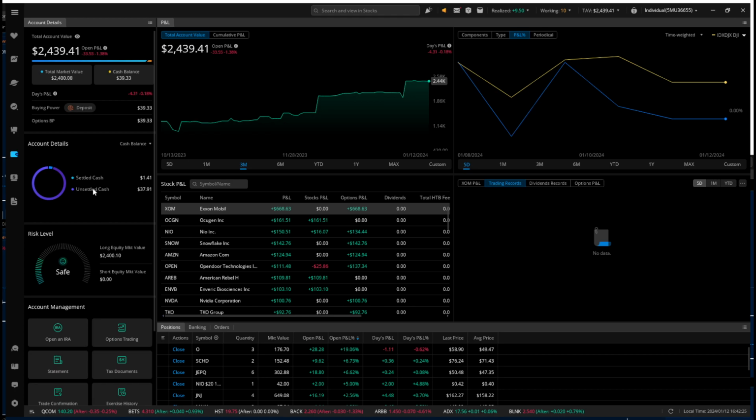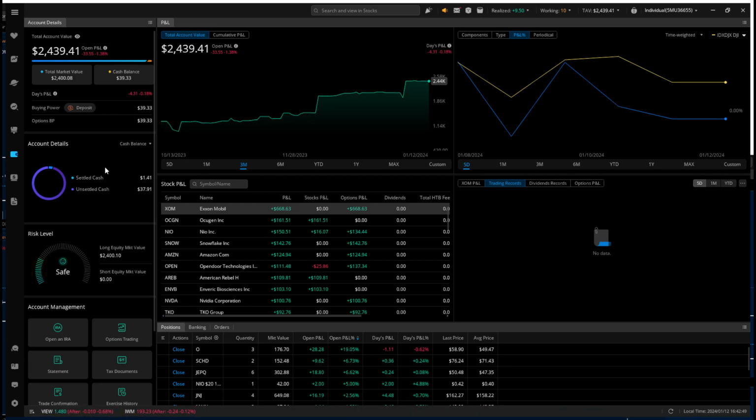So if you have unsettled cash, you can still buy stuff, but if you sell the stuff that you've bought with unsettled cash, you get a good faith violation, which is a type of PDT restriction where your broker just says, hey, you can't do that anymore. You can't do day trades, or there's certain limitations. It depends on the severity and the frequency of your infractions, but it's kind of the same thing, though.